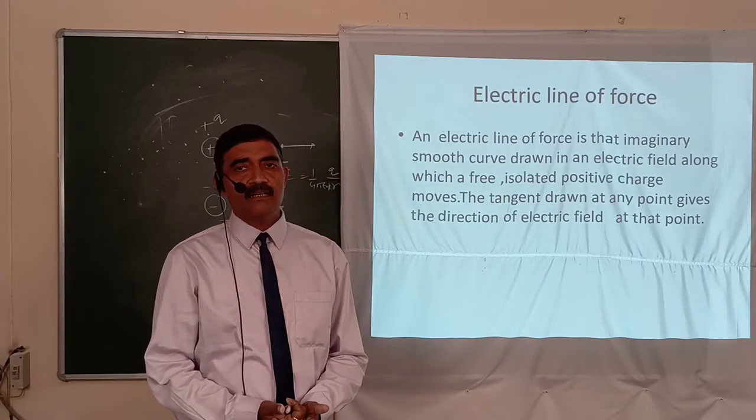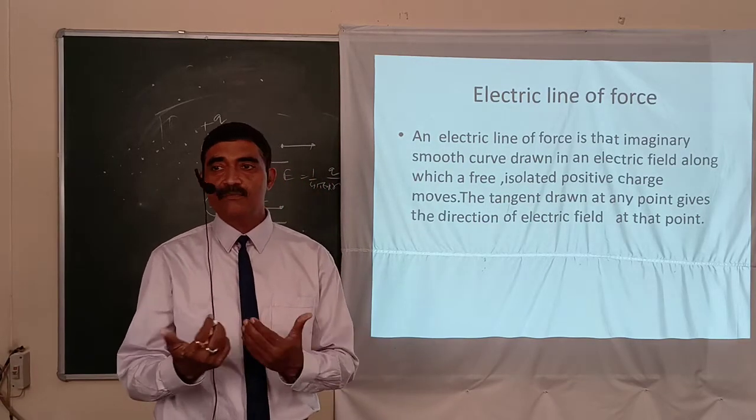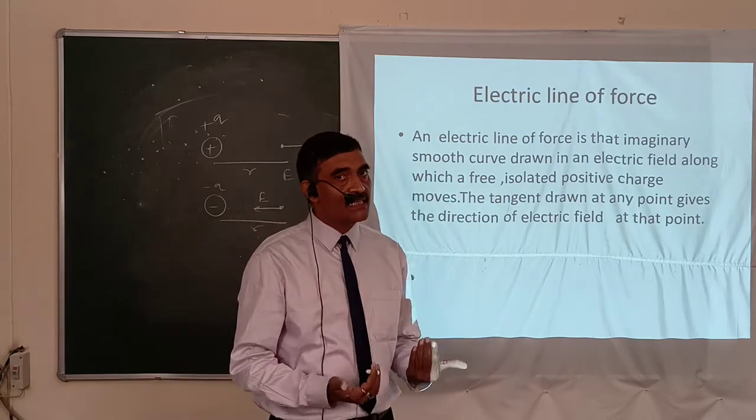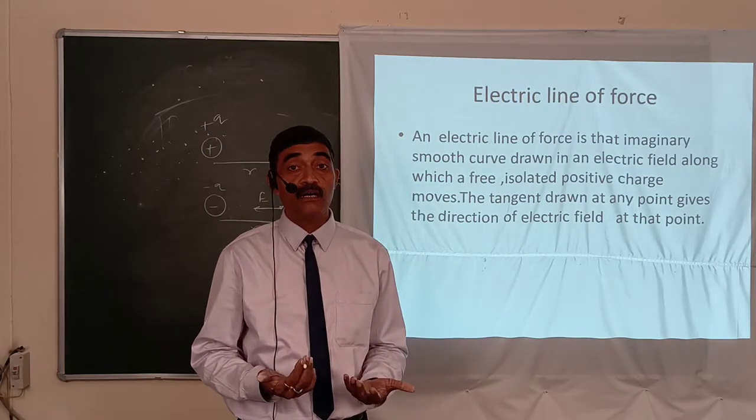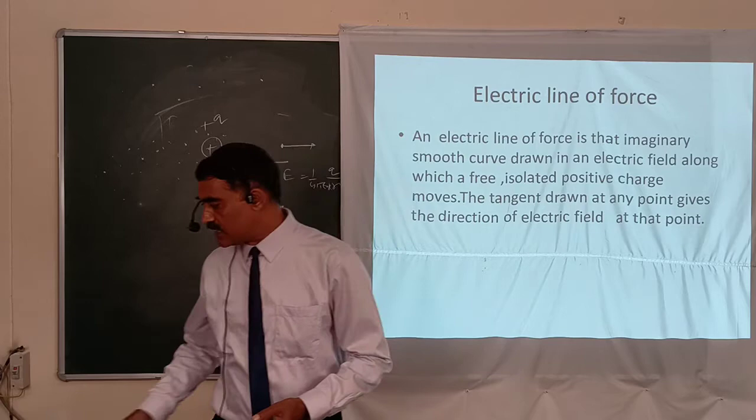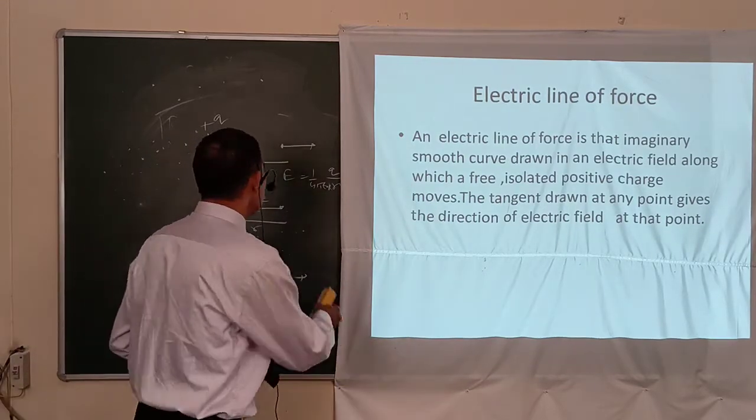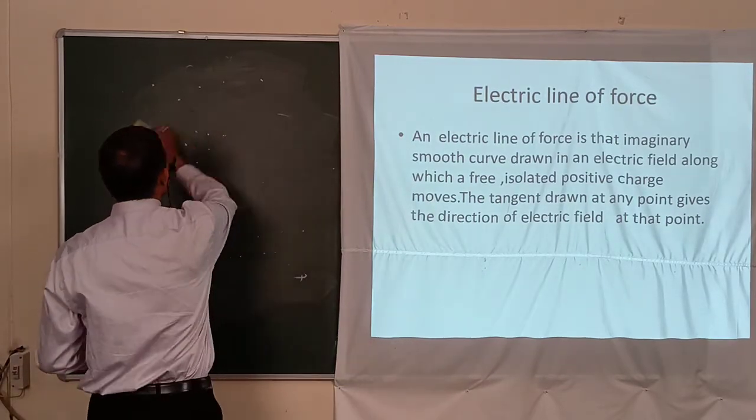Now the question is that since the electric field is invisible, we cannot see that, so we have to represent that electric field on the paper. So how we'll represent that? It is represented by arrows.